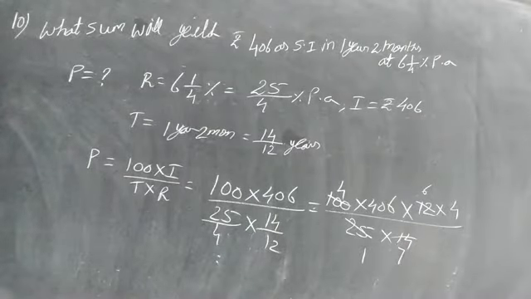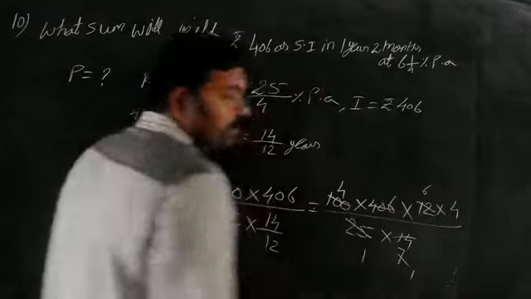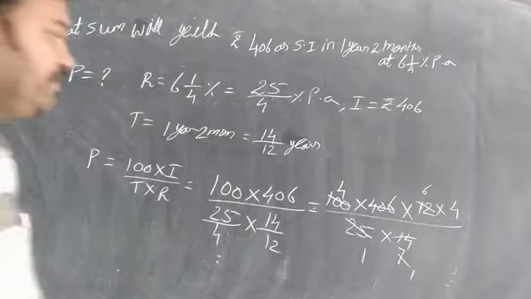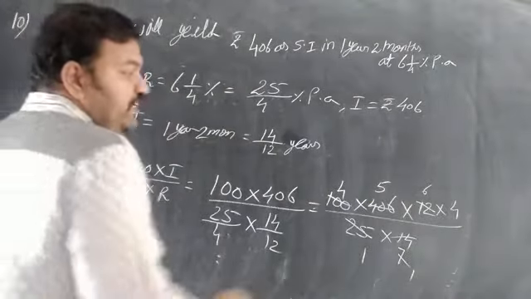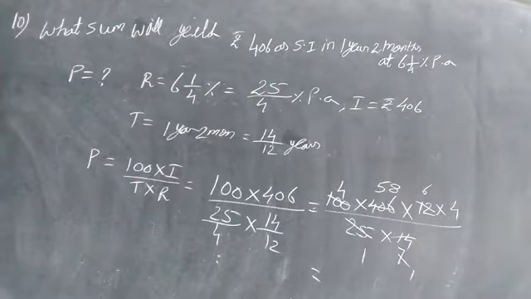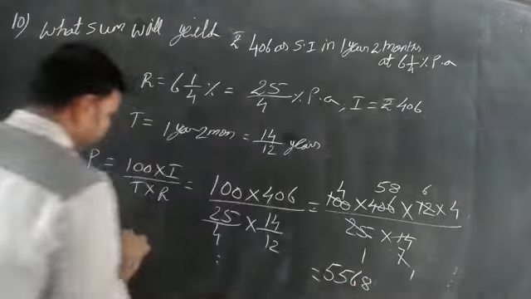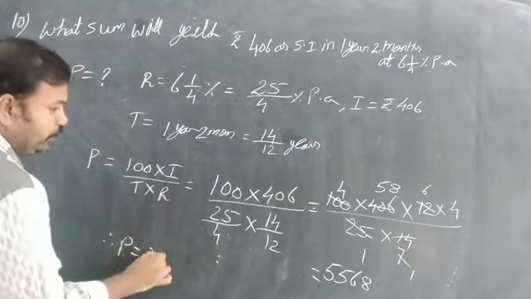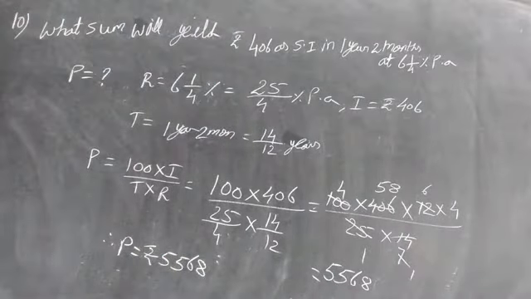7 table cancellation: 7 ones are 7, 7 fours are 28, 7 fives are 35, 7 eights are 56. There is no more cancellation, so multiply: 4 into 6 into 5 into 4 into 58, which gives 5568. Therefore, the principal is rupees 5568. The answer is option C.